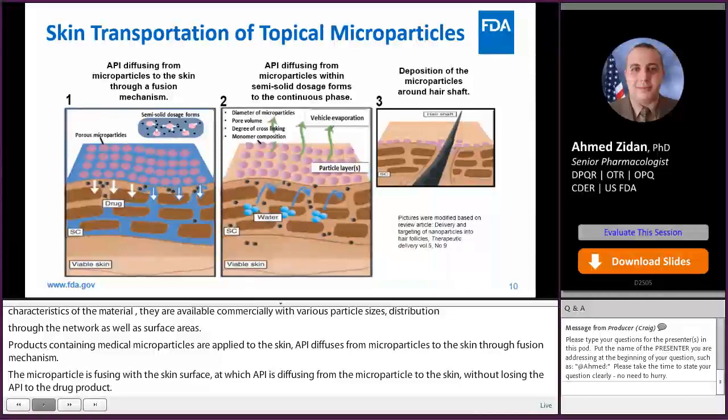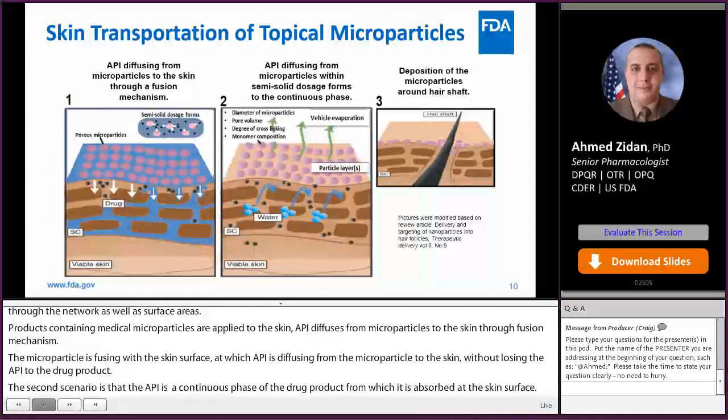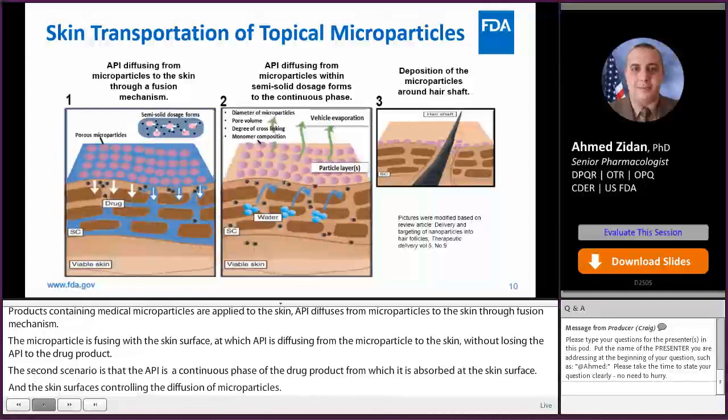In this case, the matrix characteristics are the ones controlling the percutaneous absorption, rather than the diffusion from the microparticles. And the third scenario is that the microparticle may be deposited around the hair shaft, and then it is mixed with the sebum, and the sebum may affect the release of the drug from the microparticle and further percutaneous absorption to occur.